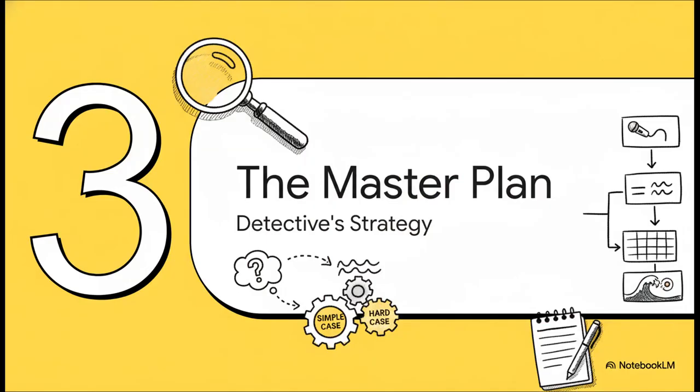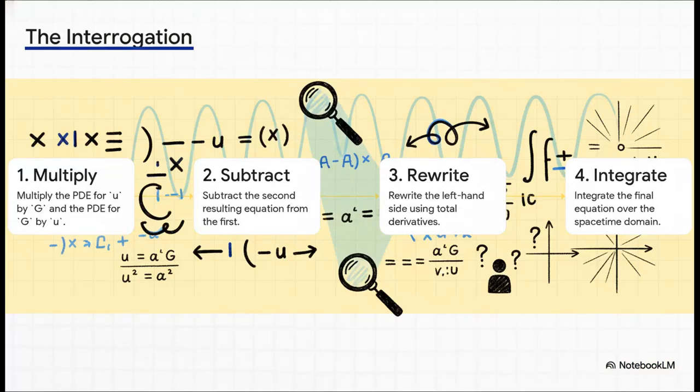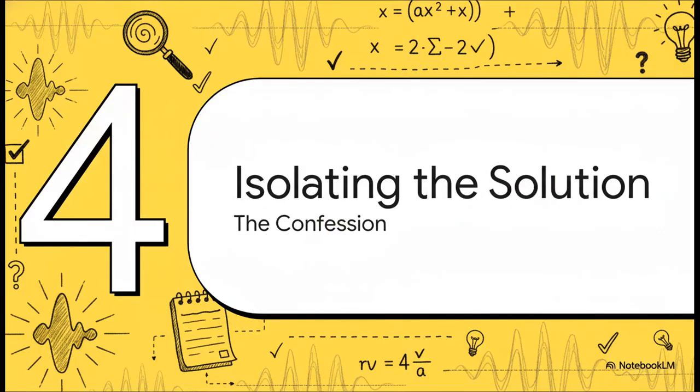So what is the detective's strategy exactly? How do we leverage that simple case to solve the hard one? Well, it involves a really clever, four-step mathematical interrogation. Here's the plan of attack. Now, I know it looks a bit abstract, but trust me, every step here is deliberate. We're going to take our two equations, multiply each one by the other's solution, subtract them, do a clever rewrite, and then integrate the whole shebang. This whole process is designed to back our suspect, u of x comma t, into a corner where it has no choice but to confess.